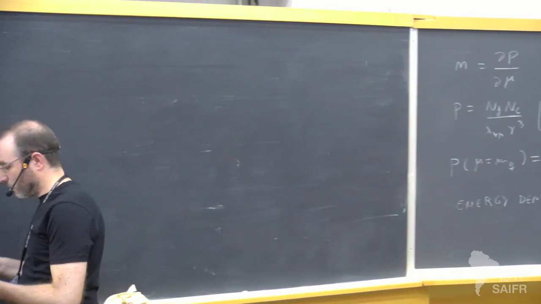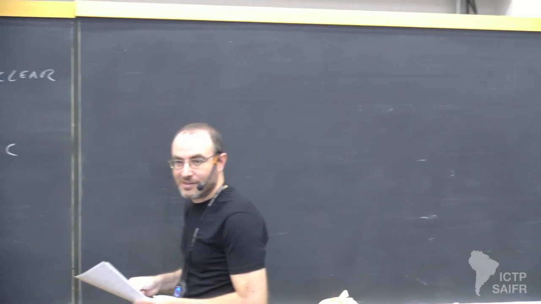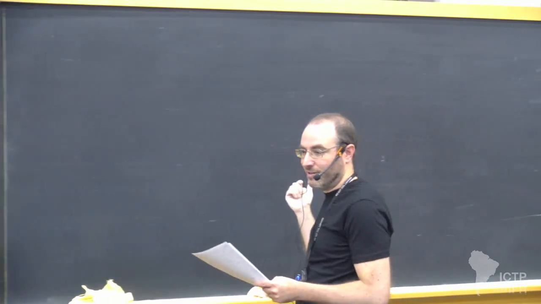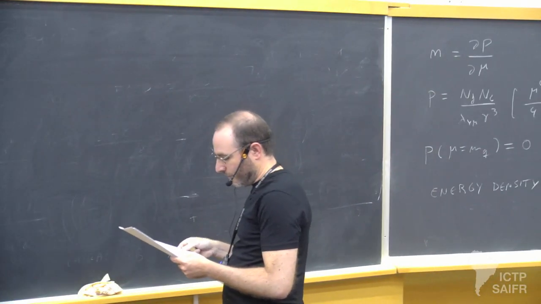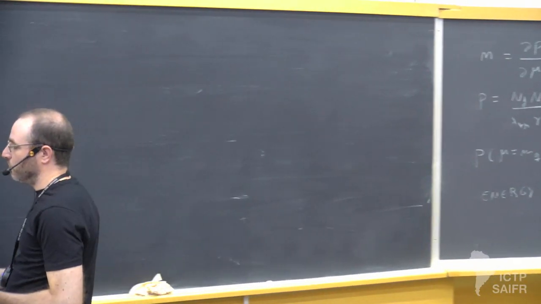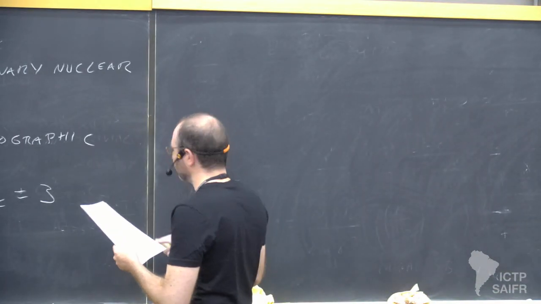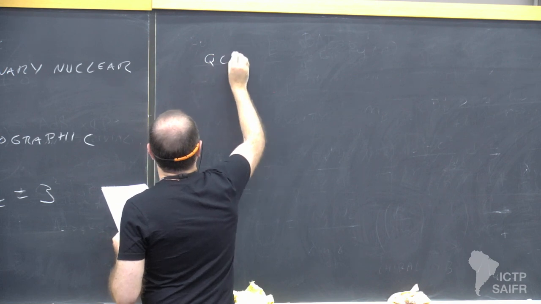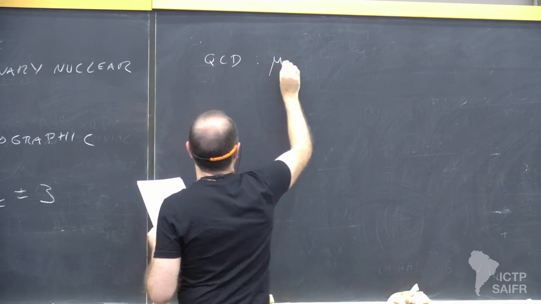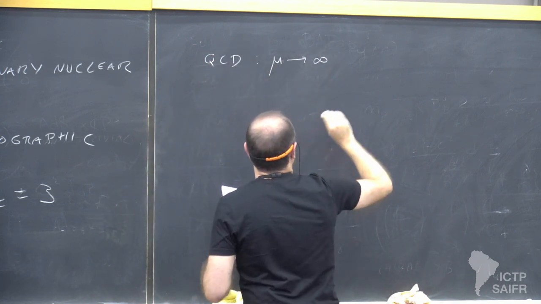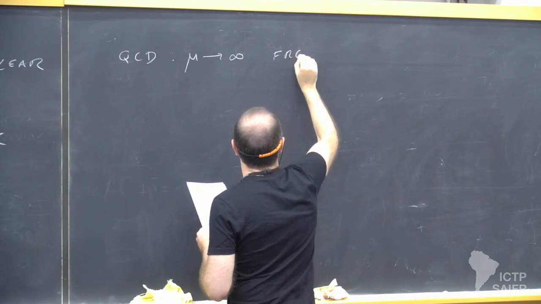OK, so we still have one more parameter, which is the 't Hooft coupling of the dual field theory. A way to fix this is, for instance, to match with the perturbative result. So we know that for QCD, when mu goes to infinity, we have three quarks.